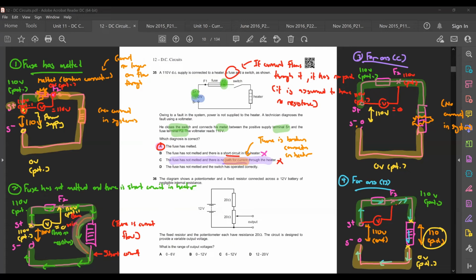So you can see here, this is 110 volts potential. This one is 110 volts potential. There's no difference in potential between these 2 points. So your potential difference is 0. So D is out. So the only correct one is A. Okay, right? So this is how we look at this diagram.